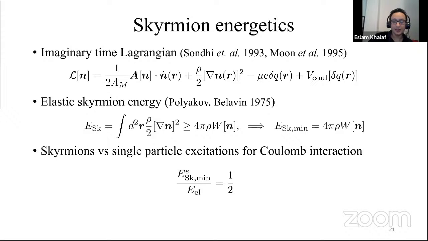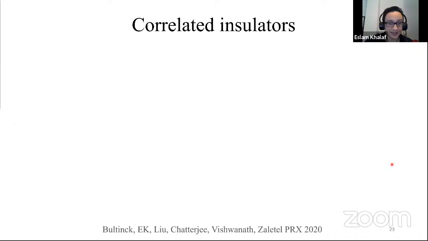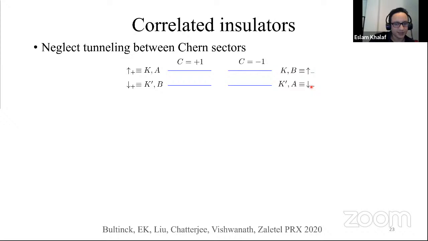And with these insights, or with this quick review of quantum Hall ferromagnetism, let me get back to twisted bilayer graphene and see what are the implications of this for twisted bilayer graphene. So first, let me try to explain the emergence of correlated insulators in twisted bilayer graphene. So we can start by neglecting the tunneling between the Chern sectors. Then our problem becomes precisely two quantum Hall ferromagnets that are completely decoupled and have opposite Chern number.